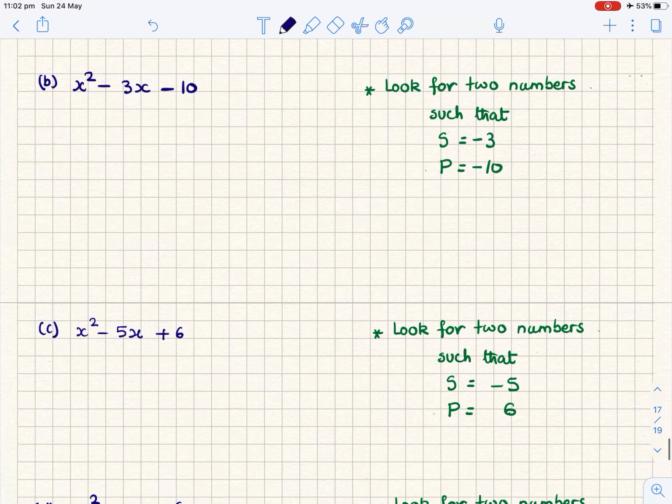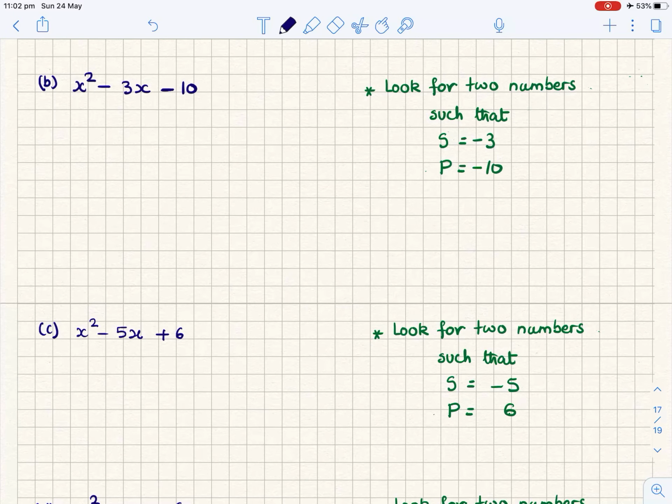Part B, x squared minus 3x minus 10. This time you need to look for two numbers such that the sum is negative 3 and the product is negative 10. I always like to start with the product of the two numbers. So we can see the possibilities could be negative 5 times 2, and you can see it is negative 5 plus 2. Now set it out with two parentheses.